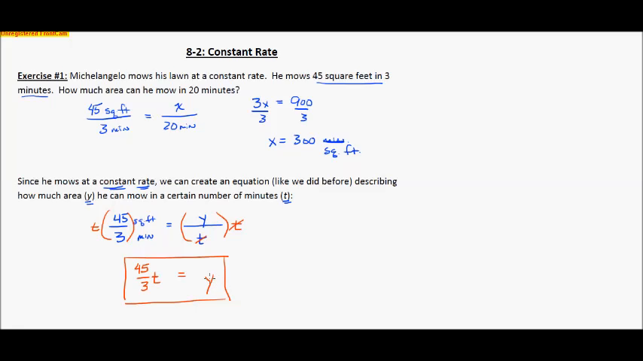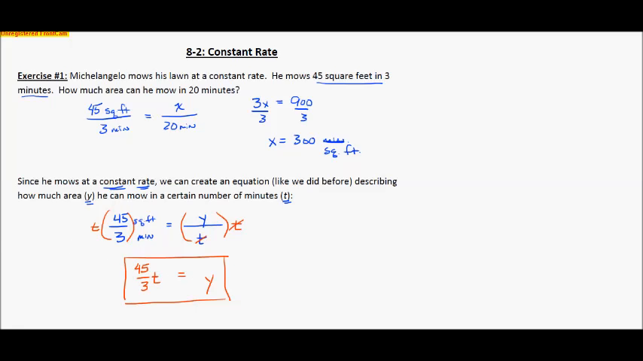So I want to remember this equation. We have an equation now that will allow us to figure many things out and graph it, like we're going to do in a minute. I want to switch over here, and I need to remember that equation: 45 over 3 times t equals y.